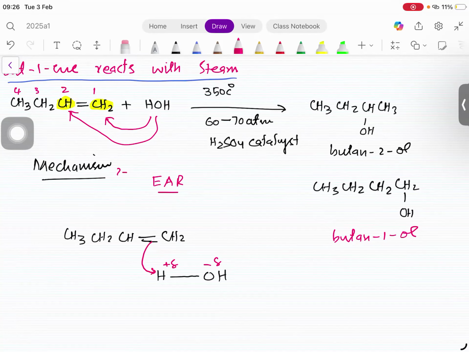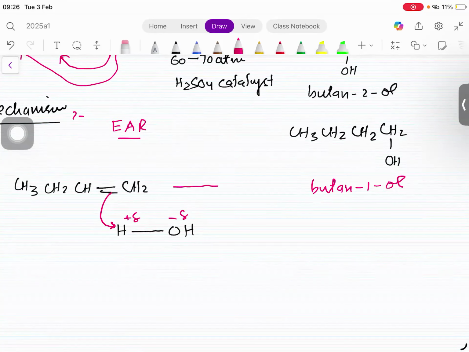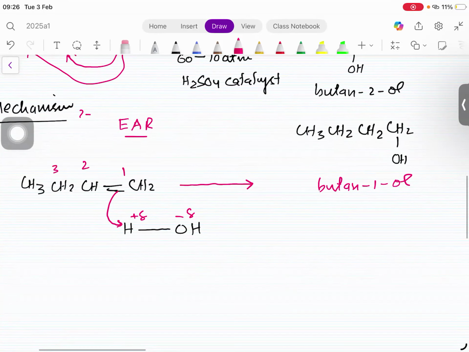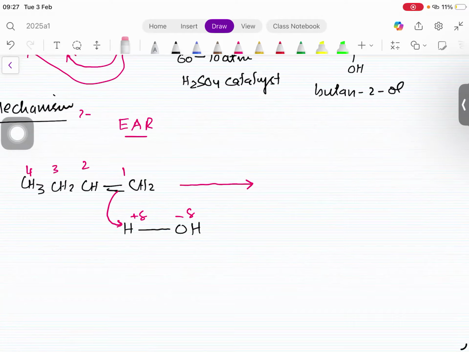With the help of a curly arrow, we represent that the double bond electron pair is used to attach the hydrogen. Now the hydrogen has two options: either it could attach to carbon number 1 or carbon number 2. So we have an option of 2 carbocations. The first carbocation is the one where hydrogen attaches to the first carbon. So it is going to be CH3, CH2, CH positive, and then CH3. And this is a secondary carbocation.